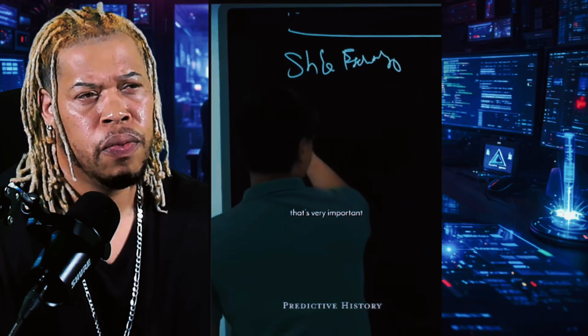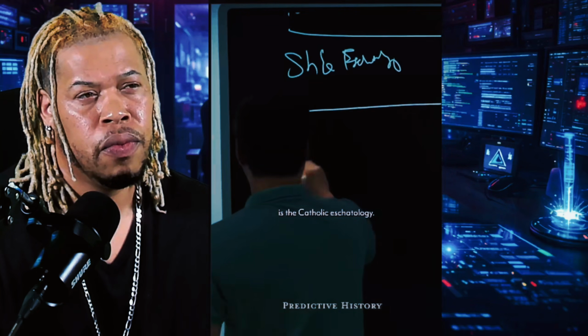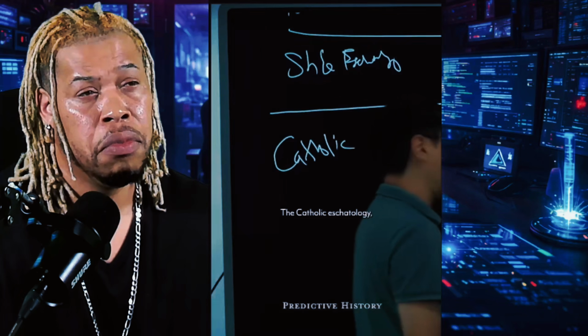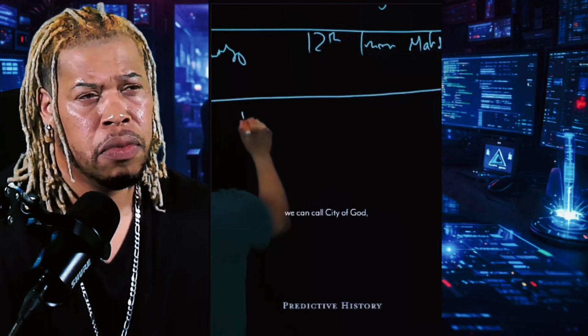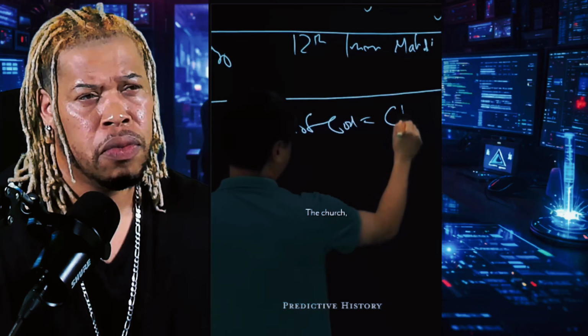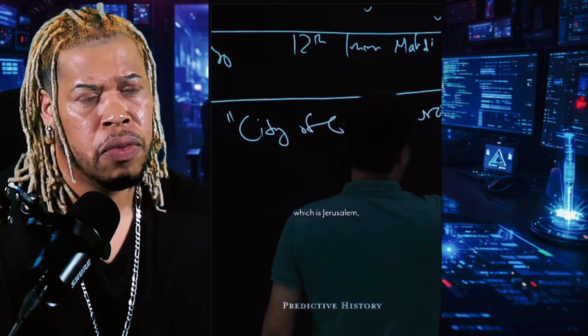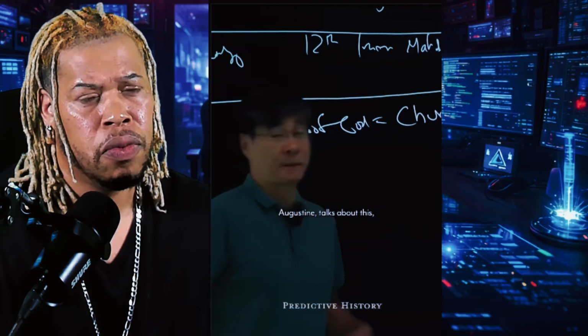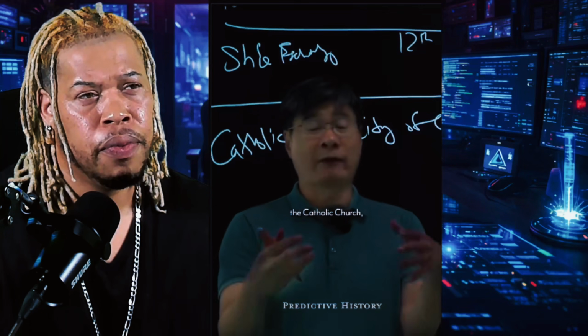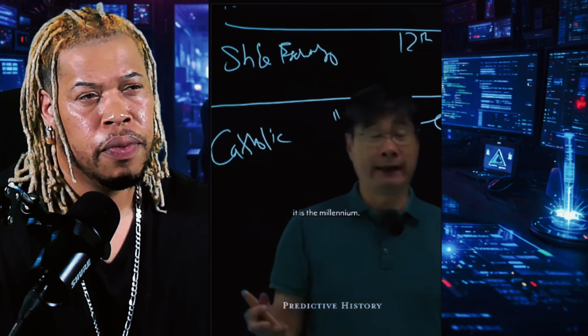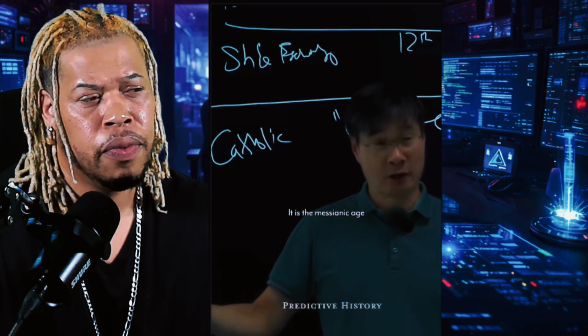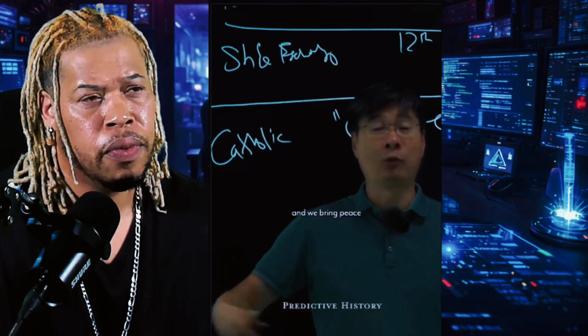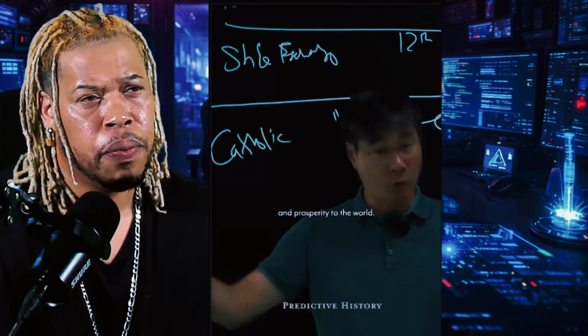Another eschatology that's very important is the Catholic eschatology. The Catholic eschatology we can call City of God, the church, which is Jerusalem. St. Augustine talks about this, about how the Catholic Church, it is the millennium, it is the Messianic age, because we represent God and we bring peace and prosperity to the world.